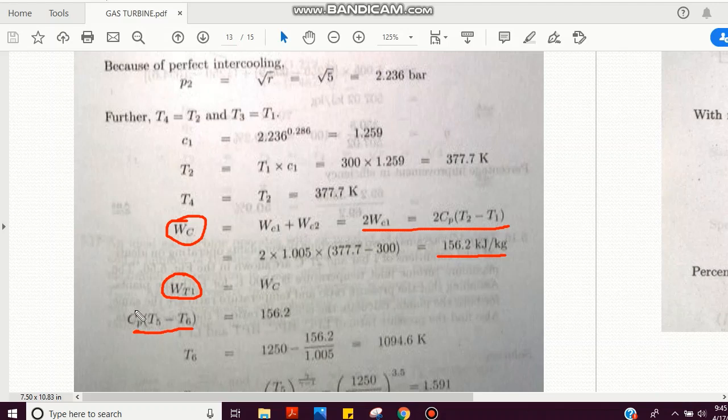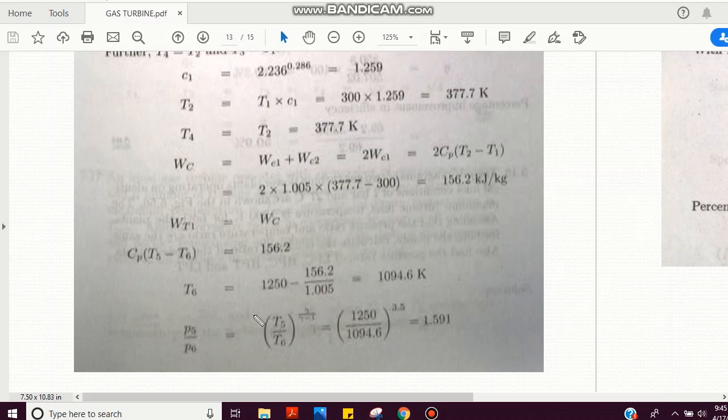So from this expression we can find out the value of T6. The value of T6 is 1094 Kelvin. Okay.